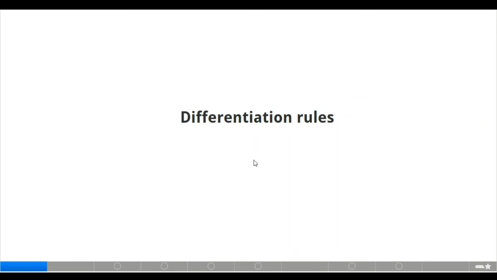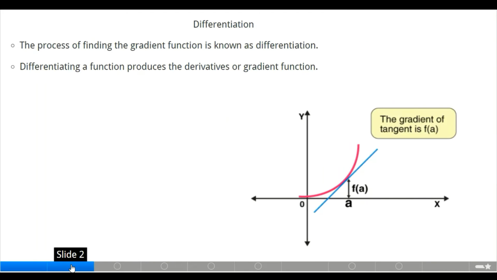Differentiation rule. We have our interactive content here that will serve as a guide for this class. When we talk about differentiation, we mentioned in the earlier class that for us to differentiate, our derivatives and the gradient function must be known, and we have a function y and an independent variable x, and that's what we use for our differentiation.